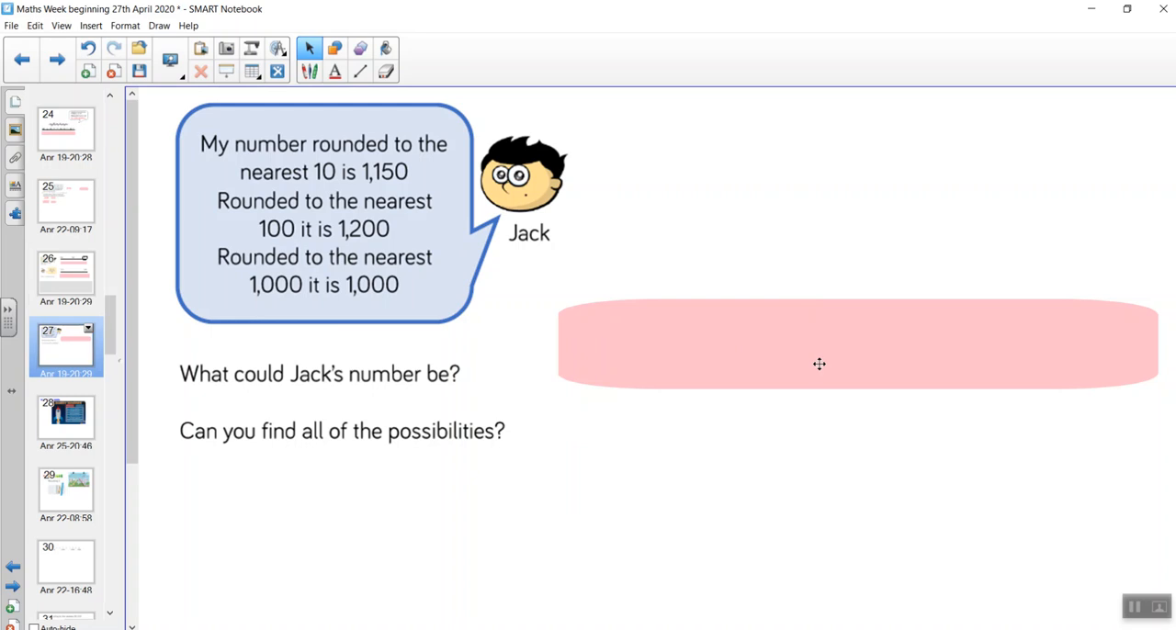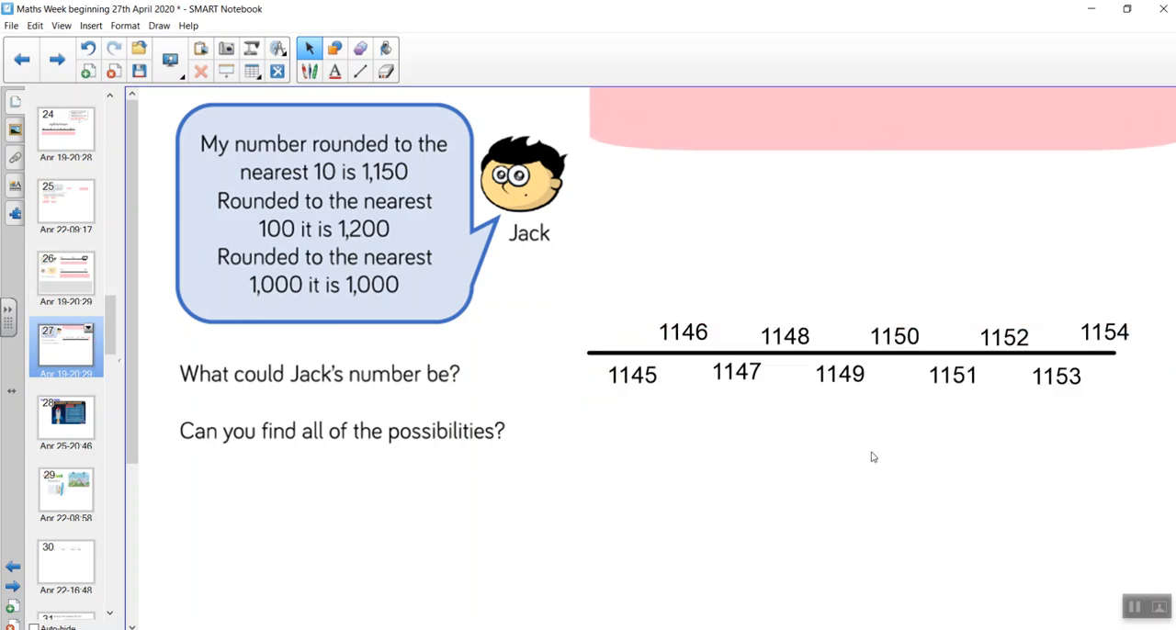Okay, let's have a look. What could Jack's number be? So, my number rounded to the nearest 10 is 1,150. So I've put 1,150 in the middle of my number line, and I've thought about all the numbers in between, and I've counted in ones because it's rounded to the nearest 10. So it could be any of those numbers. And it says rounded to the nearest 100, it's 1,200. So now I can start crossing them off because I know that these numbers are too small to round to 1,200. They would round to 1,100. These are the numbers that would round to 1,200.